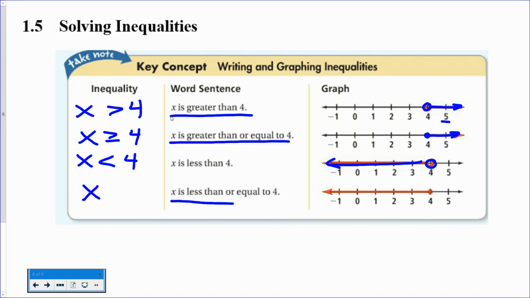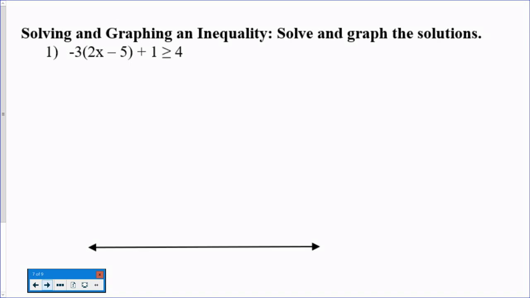And then the last one, x is less than or equal to 4. Now I'm closing that circle and drawing my line off to the left to represent all of those solutions that would satisfy that inequality. Okay, so that's our basics there of our inequality symbols. We'll go ahead and solve an inequality, and then when we find the solutions, we will graph them like we just looked at. Okay, very similar steps as to solving an equation.